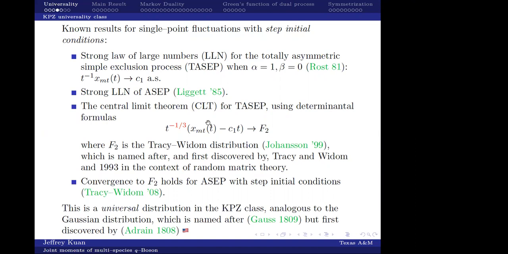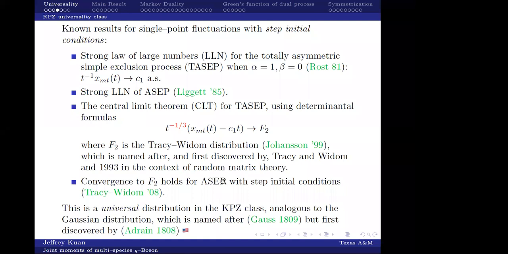And then we have a central limit theorem for TASEP. You look at the position of the particle and you see how much it fluctuates around its average. And you have this 1/3 scaling exponent, which is common for models in the KPZ class. And it converges to something called the Tracy-Widom distribution. This was unsurprisingly first discovered by Craig Tracy and Harold Widom in the context of random matrix theory. It also occurs as the fluctuations of the largest eigenvalue of a GOE random matrix.